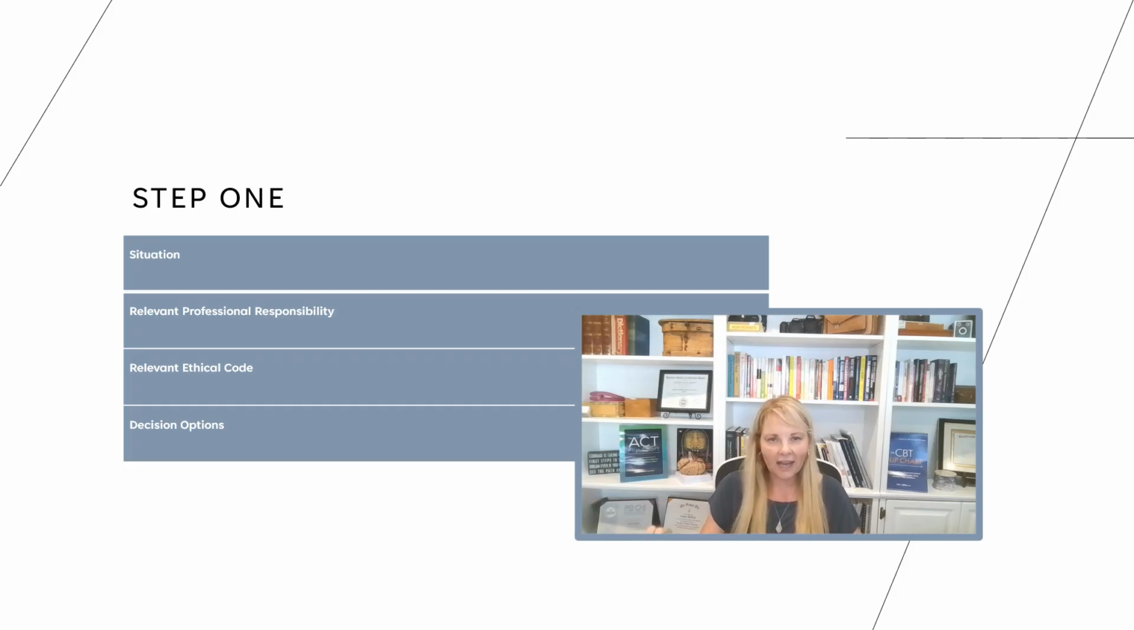In step 1, you're going to clearly identify the situation. So you're writing it out, just like you would an operational definition for a behavior. You're writing out the situation. You might even include examples and non-examples. You want to be as specific and clear as you can. And then you want to identify the professional responsibilities.